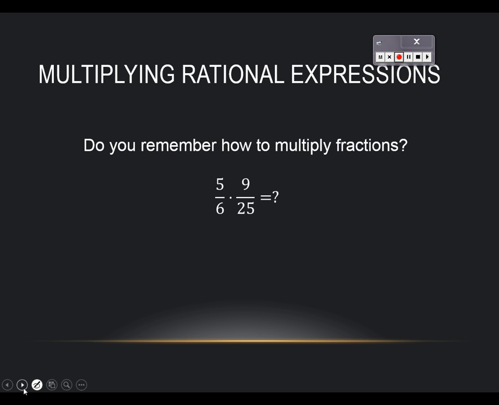I'm going to blame Carlos, probably. So multiplying straight across, you get on top, help me, 45, and on the bottom, 150, so 45 over 150. And then we have to reduce that. How does that divide into 45 and then into 150? How about maybe 15, right? So we get 3 over 10.